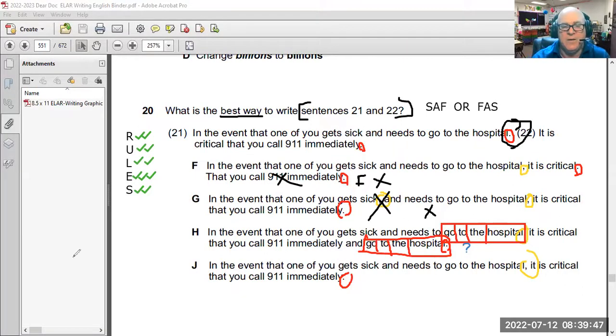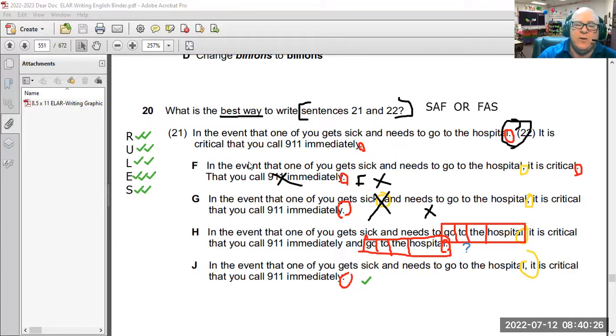Capital. In the event, you see my little pencil there, hopefully it shows up on your screen, that one of you gets sick and needs to go to the hospital, comma, short bounce, it is critical that you call 911 immediately, period. So since that's the only one that did what I thought I was supposed to do by just putting a slow down comma where they put a period up here, we would go with letter J.